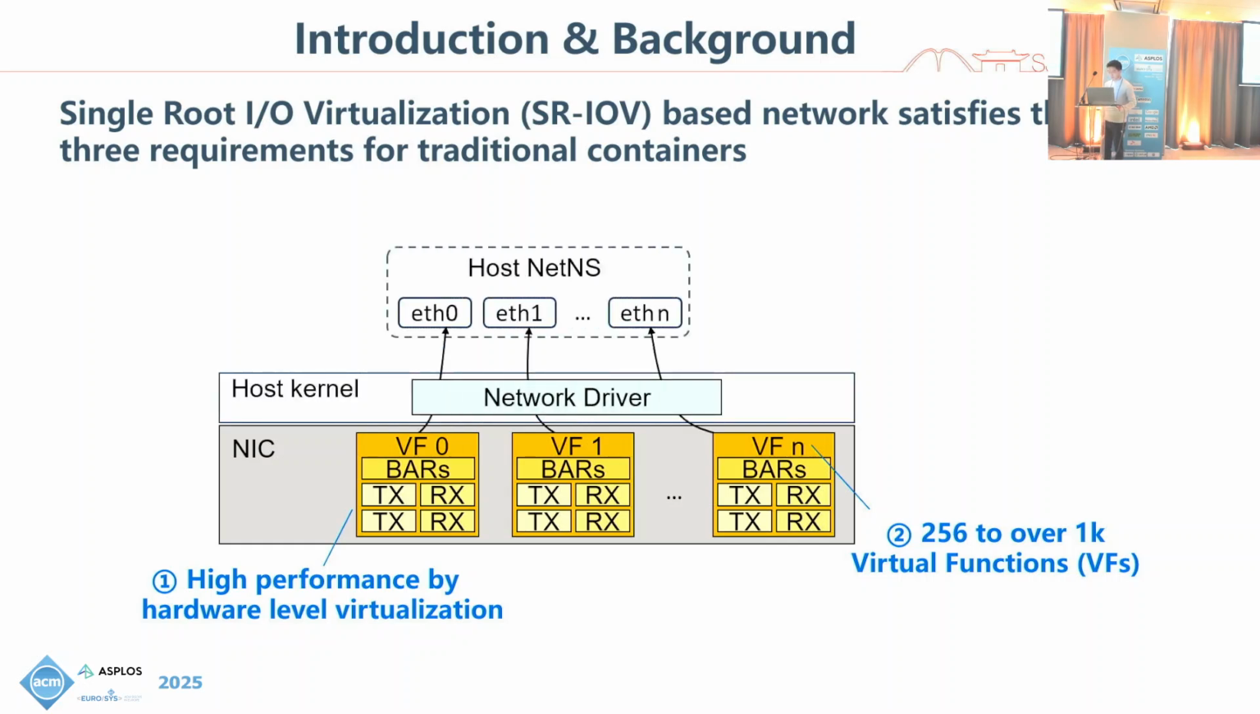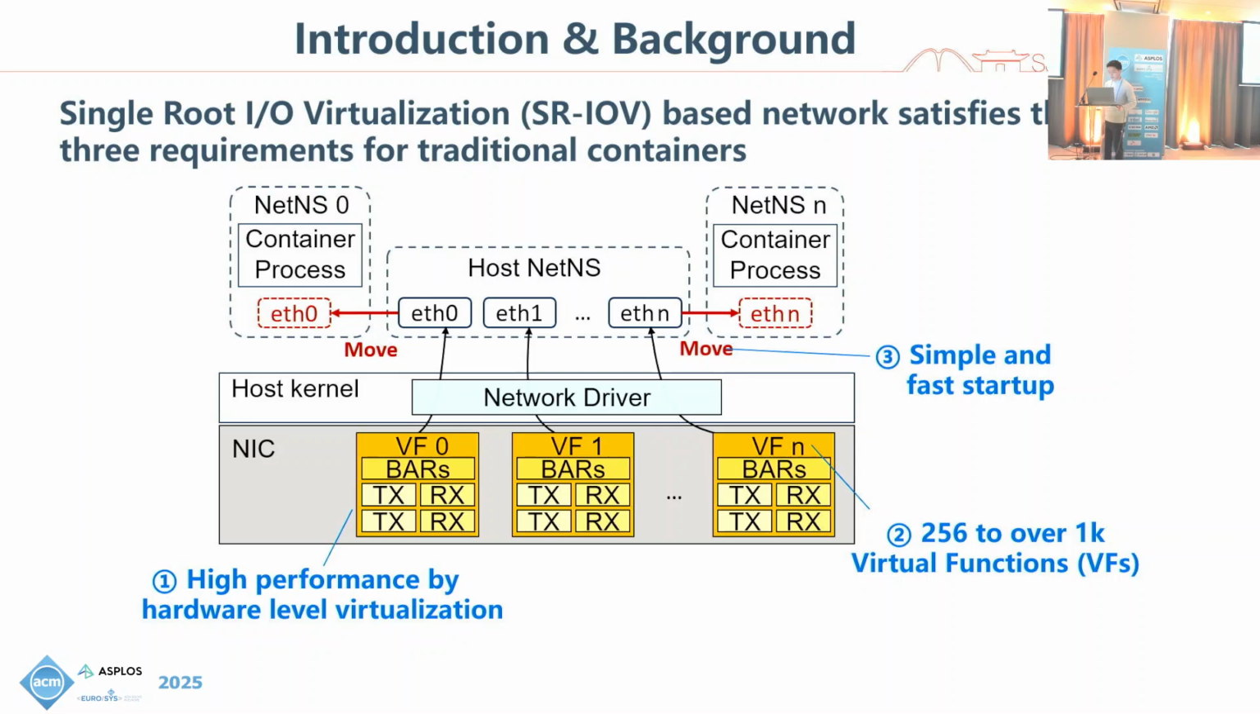Finally, the setup of a virtual function for a traditional container can be fast, because the virtual functions are processed by the host network driver to pre-create a series of Linux network interfaces. The major setup procedure for a traditional container is simply moving those interfaces to the container namespace.